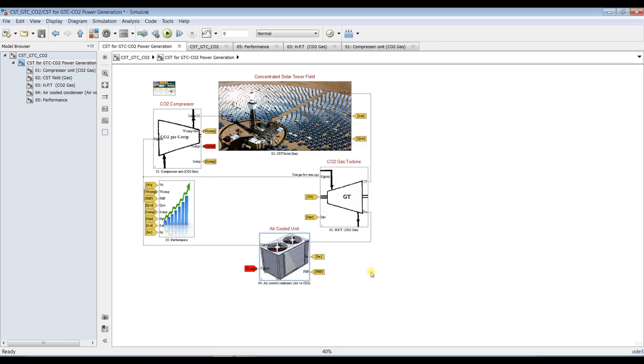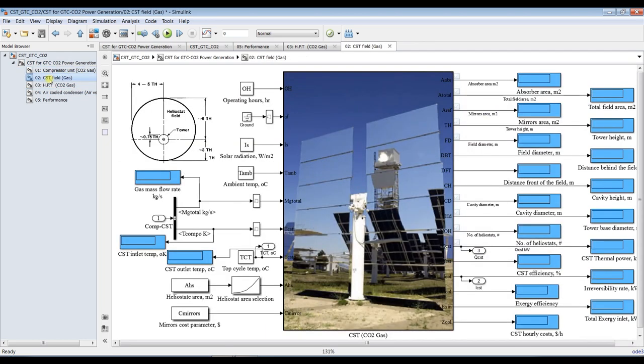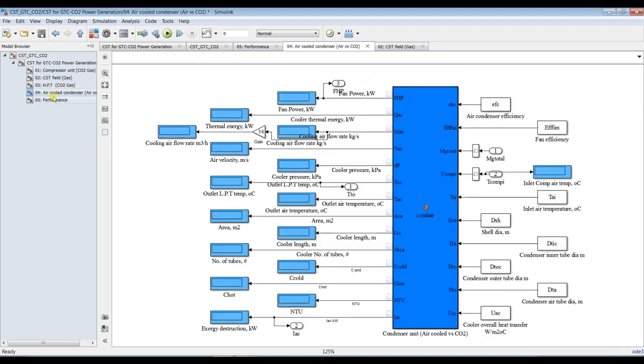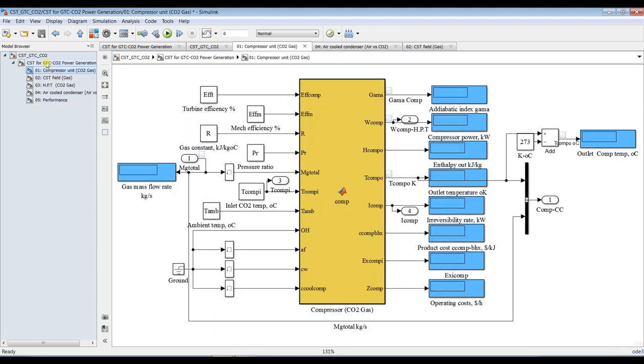Now everything is ready for calculation. If you click here, you can discover unit by unit what your results are. Let's hit run and see. First of all, this is our compressor. Let's hit run. Okay, we are waiting for 250 kilowatts of power.